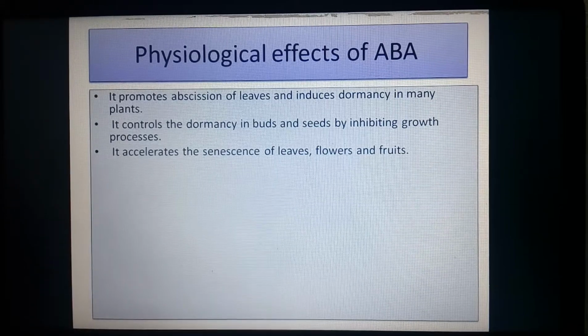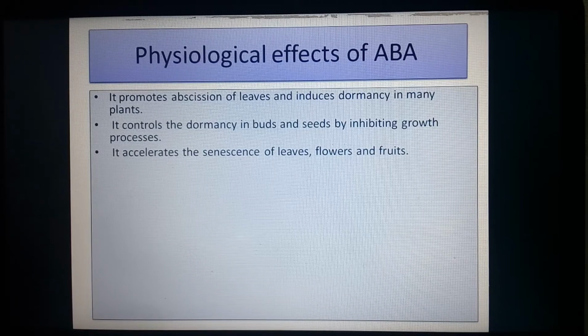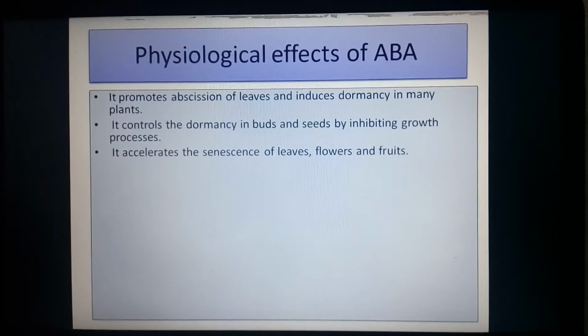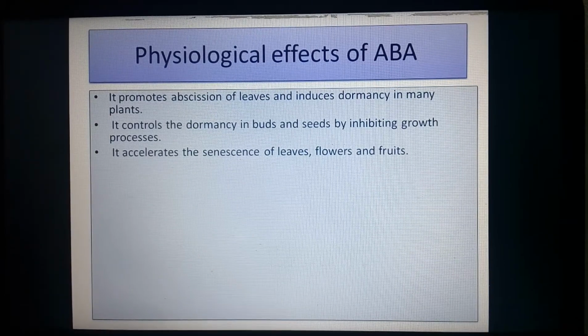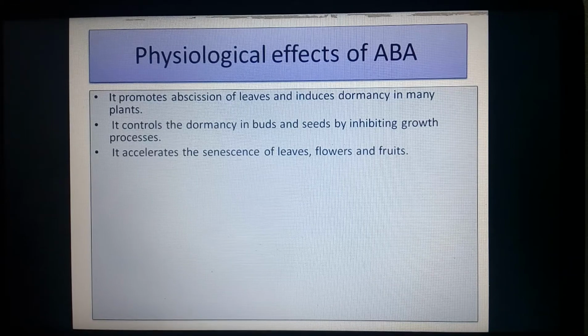Now, another physiological effect of abscisic acid: it also accelerates the process of senescence. Senescence, which we have discussed previously, is a process in which plant parts lead to aging. The process of aging is accelerated in senescence. How? By showing a degrading effect. With the help of the enzyme dechlorophyllase, the process of senescence is accelerated inside plant parts like leaves, flowers and fruits.